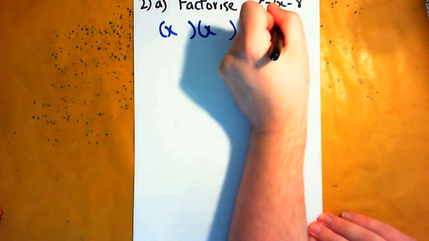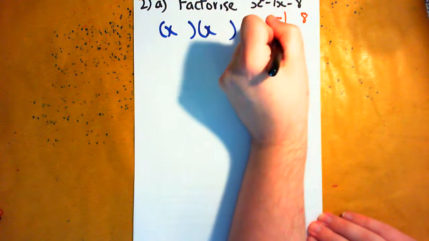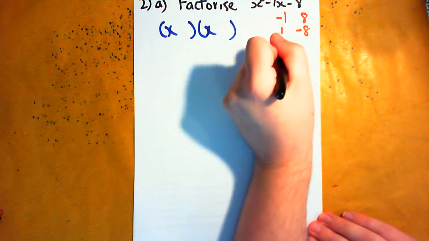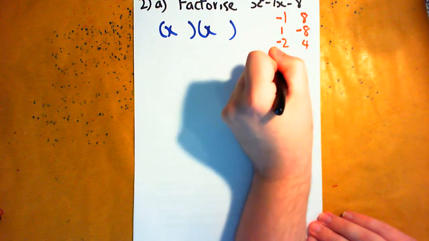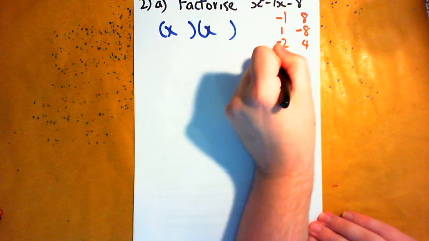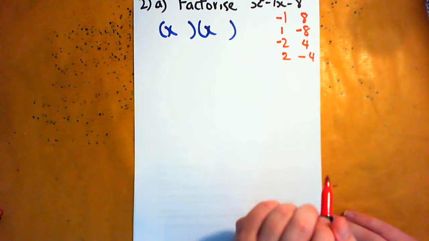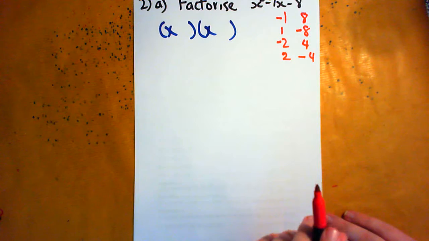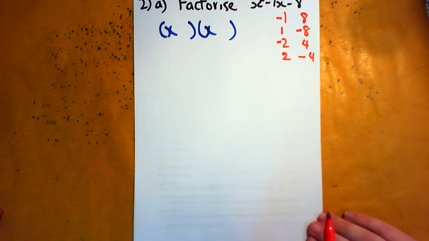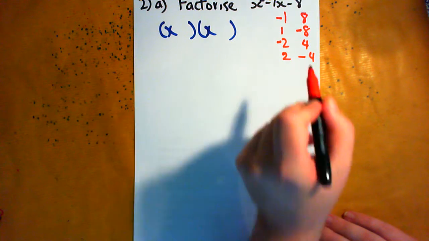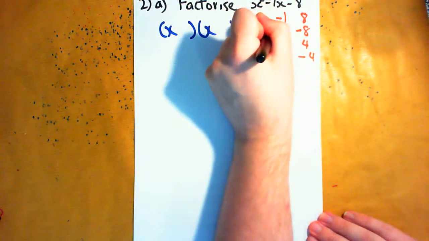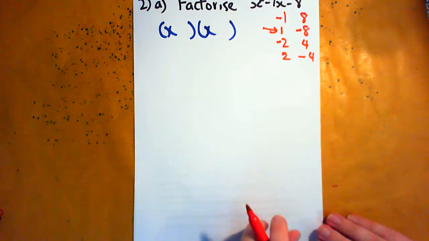So 8 is negative 1 times 8, or 1 times negative 8. Also, it could be negative 2 and 4, or 4 and negative 2. 3 does not go into 8, and we already have 4, so it must be one of those four pairs there. We're looking for the one that adds up to negative 7, which would be 1 and negative 8, because 1 plus negative 8 is negative 7.